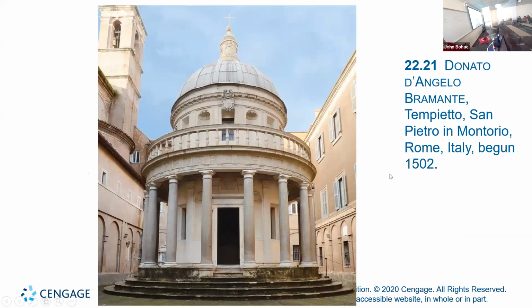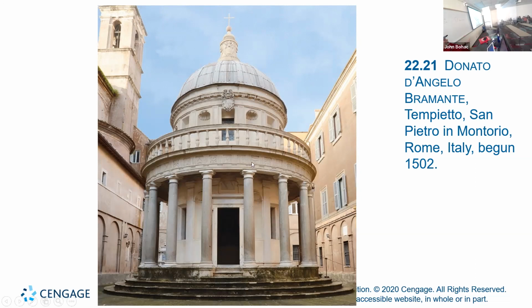Tempietto, Donato D'Angelo Bramante. So what does this look like? This looks like something out of ancient Rome, if you will. If you had that class ADAH 100, you've seen a lot of structures that look like this with the Roman columns, the dome. This looks like it could have been 1,500 years older than it really is.